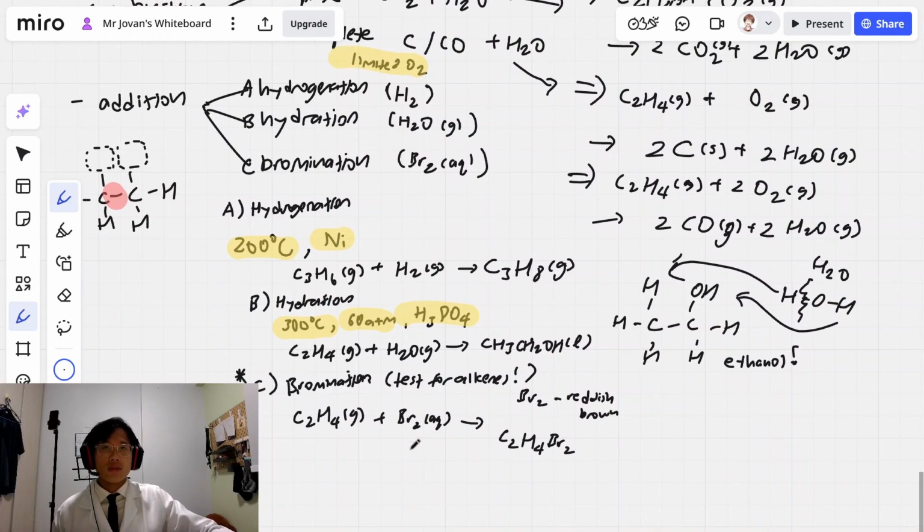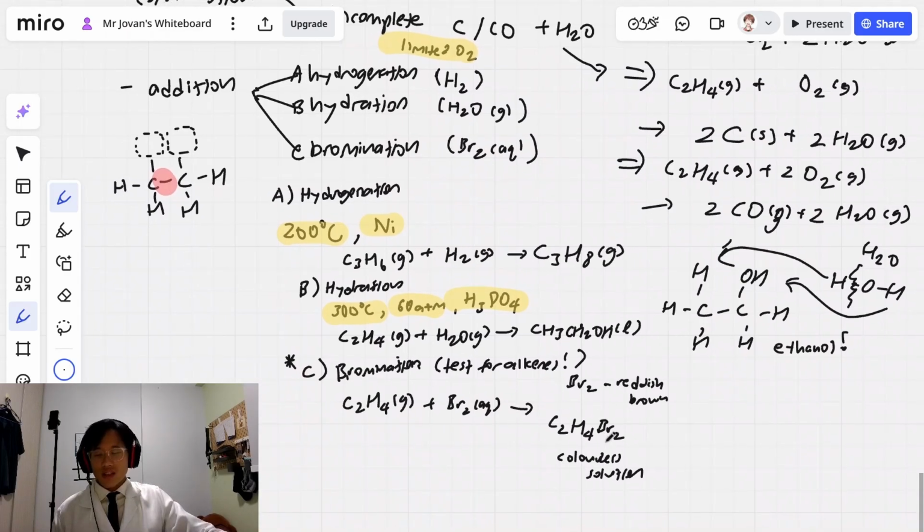However, this bromine was reddish brown, right? The bromine is gone. What we're left with is a colorless solution. That's why bromine is amazing for us to test for alkenes. If there is no reaction, the whole solution stays reddish brown. If there is a reaction, the bromine disappears because it's added into our alkene, and we get this product, which is a colorless solution. You see the reddish brown disappear into colorless. So it's a good test for alkenes.